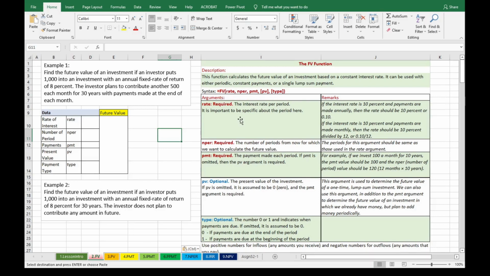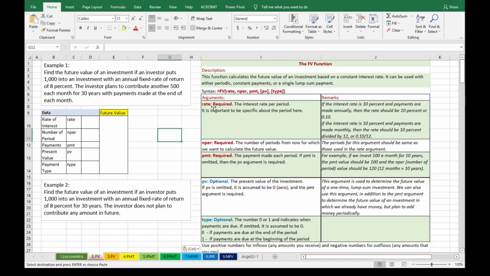So let's look at these arguments. These arguments are very important to understand because other functions such as PV, PMT, IPMT, etc., what we are going to see in the next topic, also use the same or similar arguments. So if we understand the arguments in this topic, it will be easier to understand other functions. So let's see the arguments.